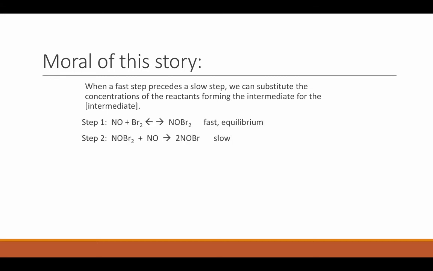Revisiting the example we just looked at, here's our proposed mechanism. The rate law from the slow step would be this. However, since we know that the concentration of NOBr2 will be equal to the concentration of NO times Br2, we can substitute that in, giving us this rate law.